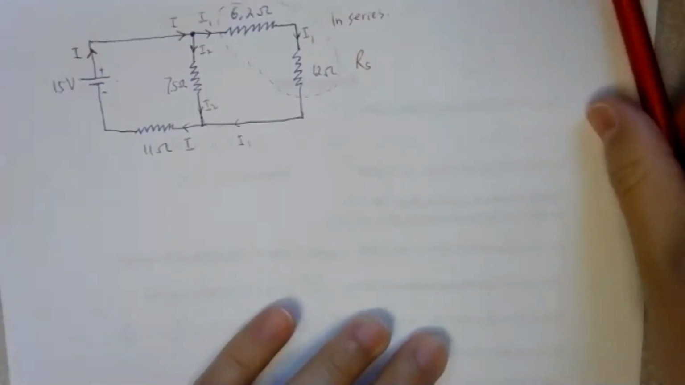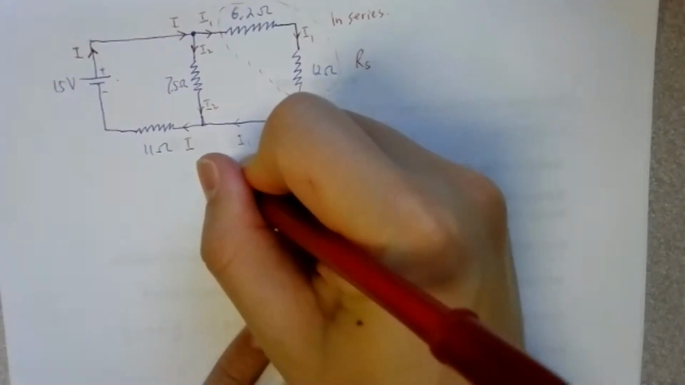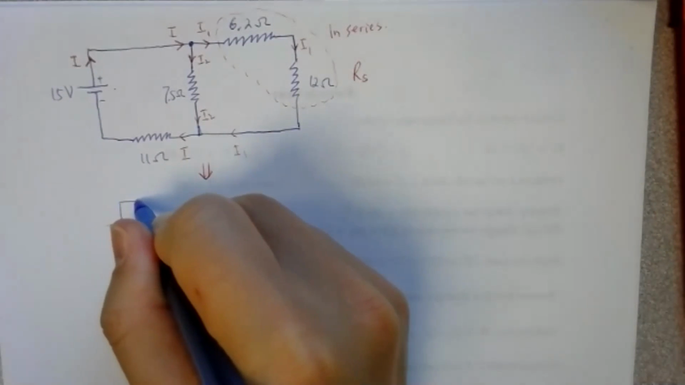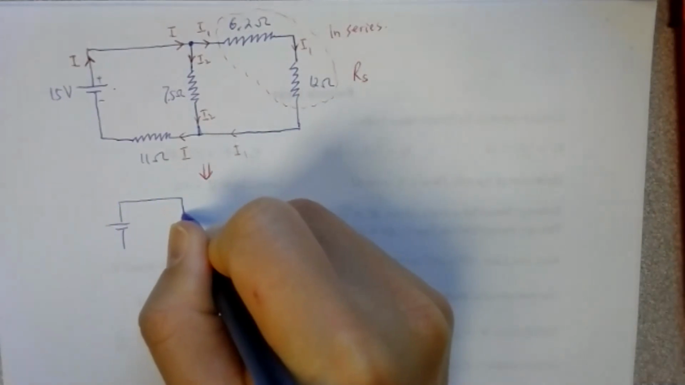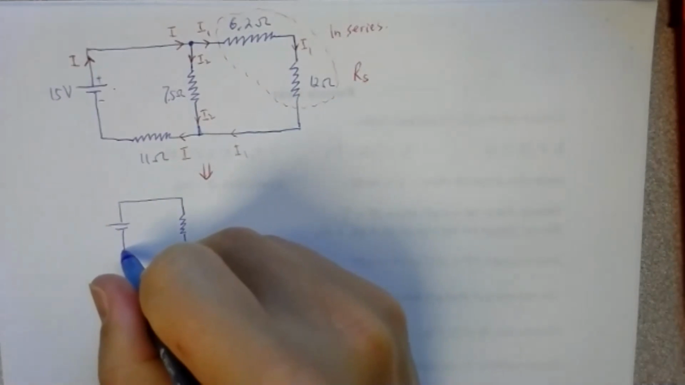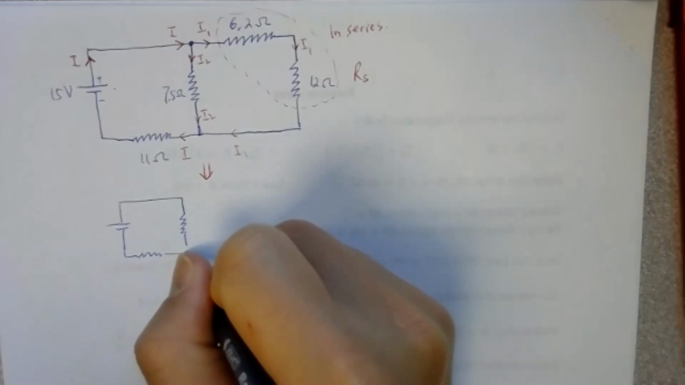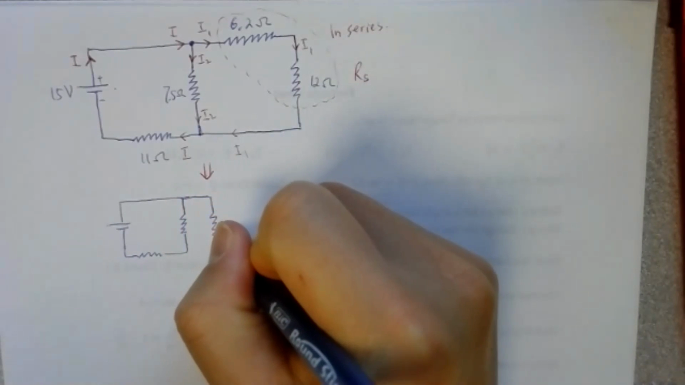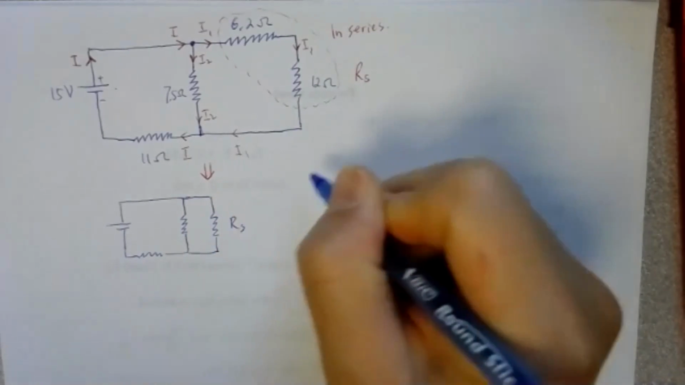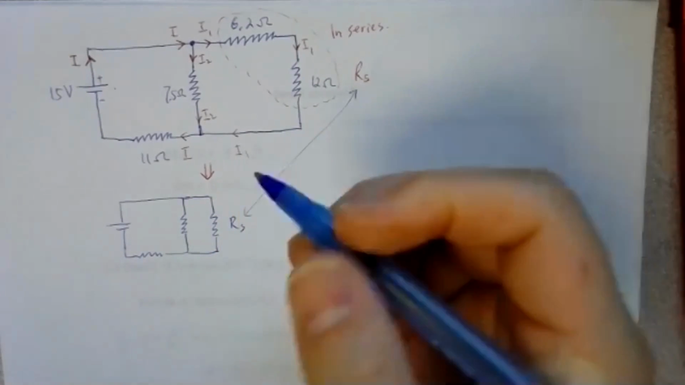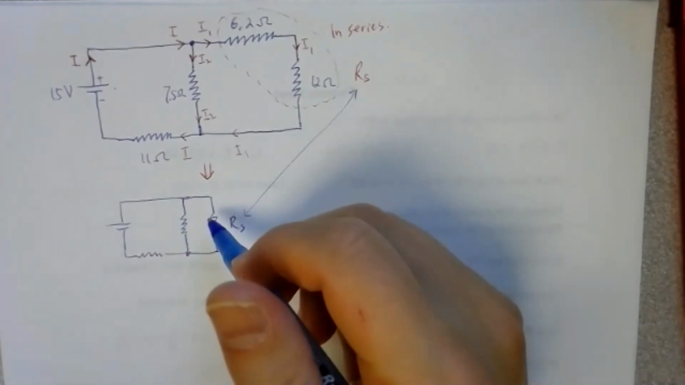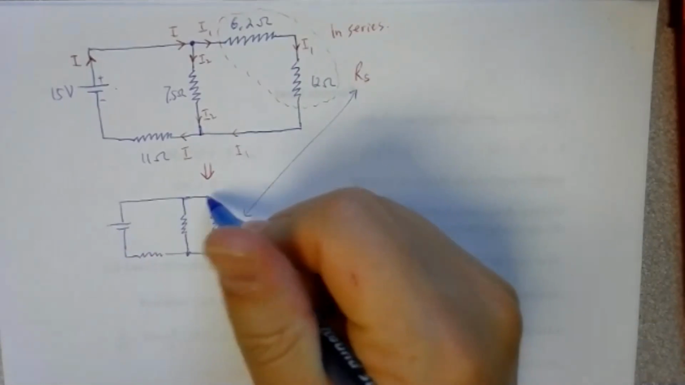So then your circuit will become a little bit simplified this time. So you'll have 15 volts there, and then the current going through there, and then this is the 7.5, this is the 11. Now on this branch, the two just becomes one. So this is the R of S, that guy. So you can see now your circuit simplifies as this one.